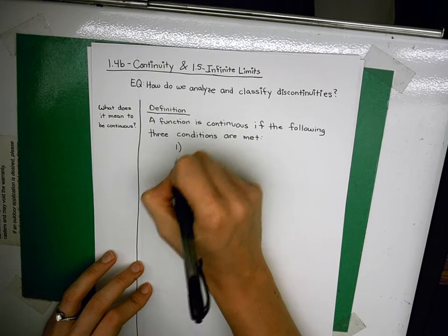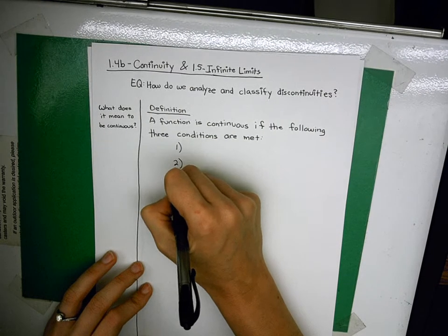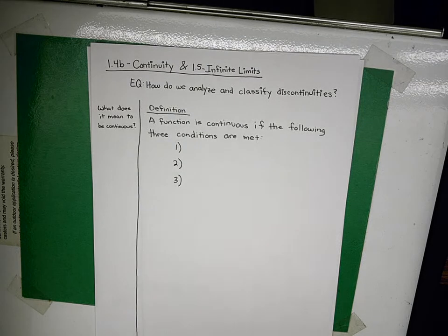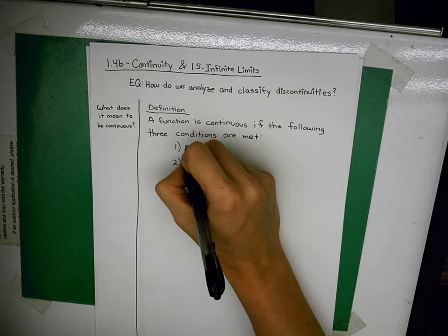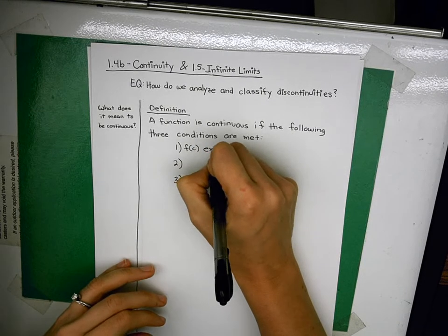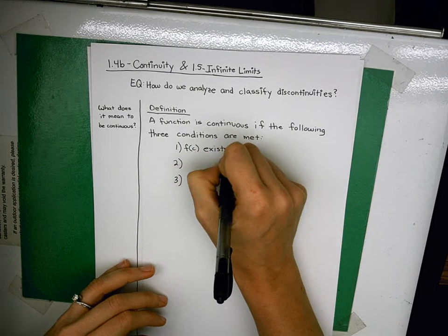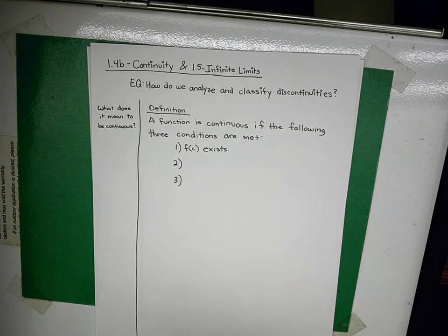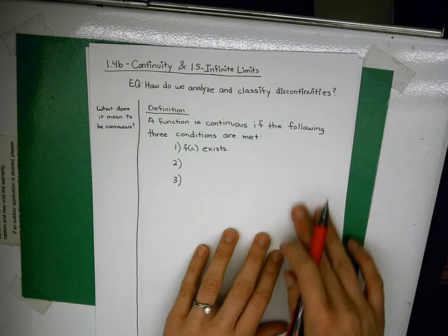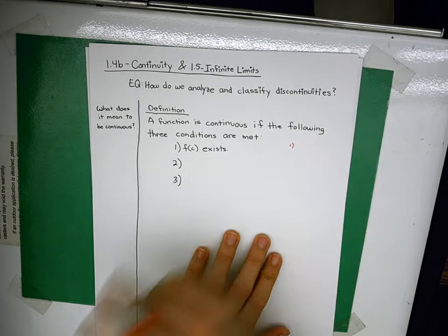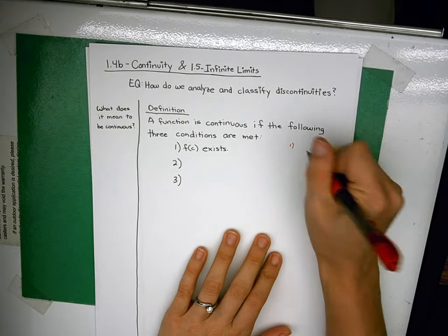Number 1. The first condition is that the point has to exist. So we call it f of c exists. Now on the board when I was giving this lesson, I drew a picture of what this looks like, and so I'm going to do that off to the side here just so we can see. The point has to exist.